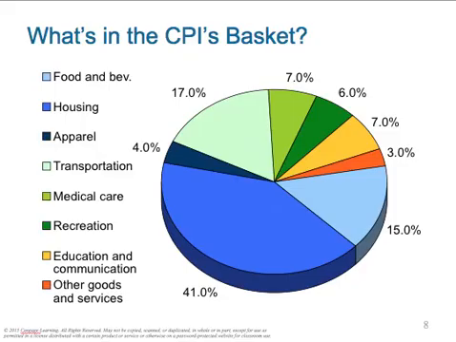Now, what's in a real CPI basket? You can see it broken down here in a pie chart: food and beverage, housing, apparel, transportation, medical care, recreation, education and communication, and other goods and services. Each number is the percent of the typical household's total expenditure. For example, 41% spent on housing.